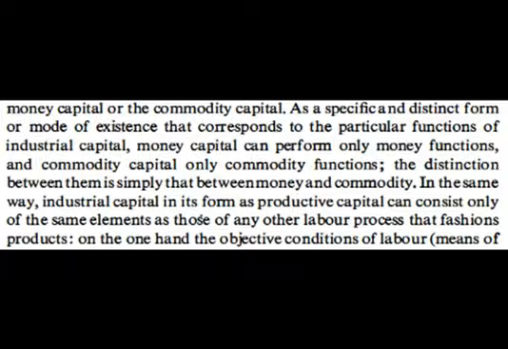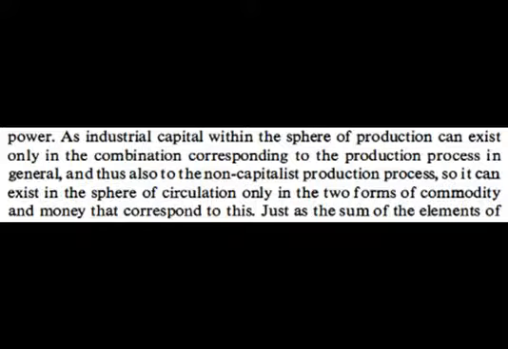As a specific and distinct form or mode of existence that corresponds to the particular functions of industrial capital, money capital can perform only money functions. Well, he said that before. And commodity capital only commodity functions. The distinction between them is simply that between money and commodity. In the same way, industrial capital, in its form as productive capital, can consist only of the same elements as those of any other labour process that fashions products. As industrial capital within the sphere of production can exist only in the combination corresponding to the production process in general, and thus also to the non-capitalist production process, so it can exist in the sphere of circulation only in the two forms of commodity and money that correspond to this.